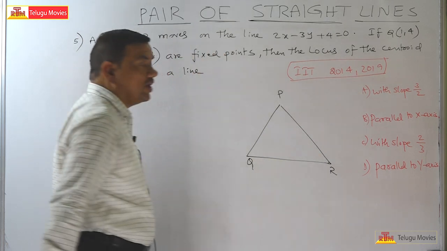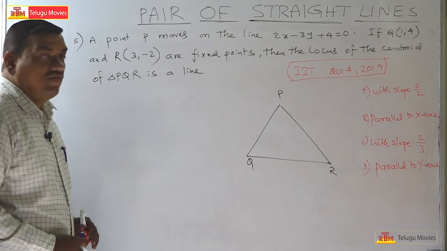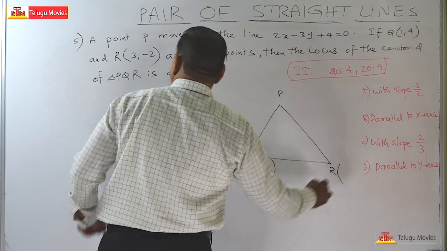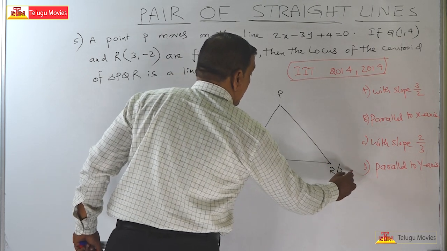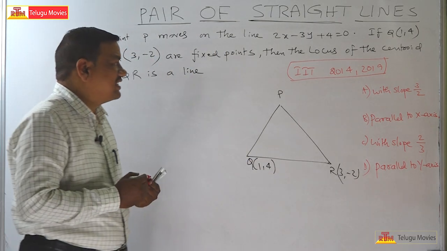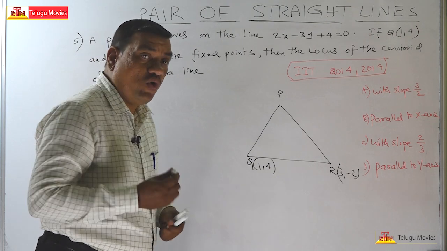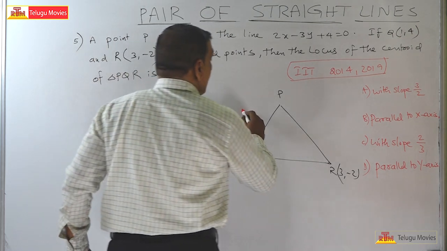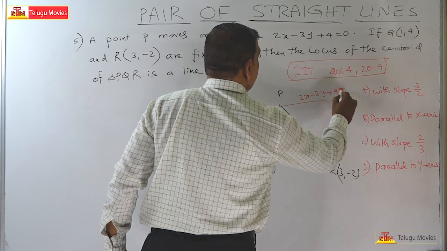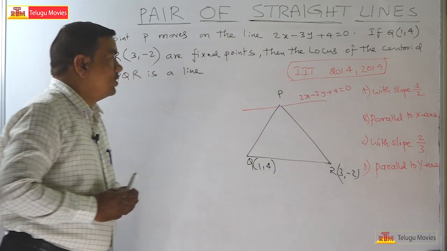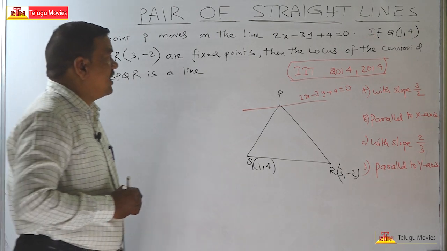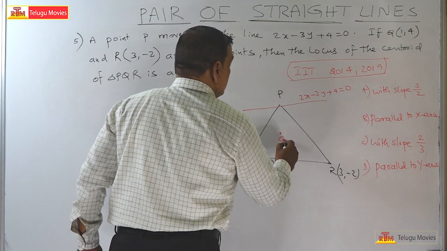The triangle is PQR. Now Q and R are fixed points. Q is (1, 4). R is given as (3, minus 2). But P is not a fixed point. It is a variable point. It is moving this side and that side, but on the whole the point P lies on 2x minus 3y plus 4 is equal to 0. Then the locus of the centroid G is.